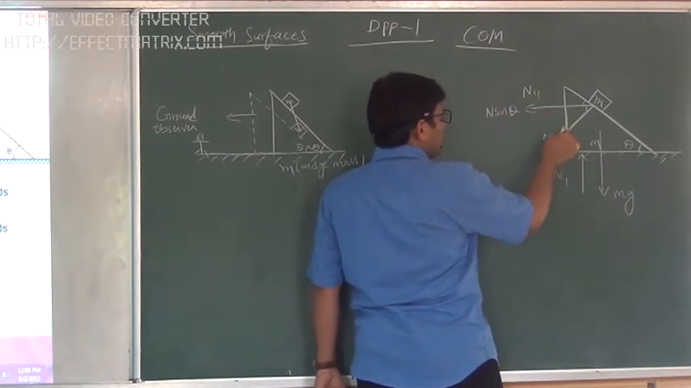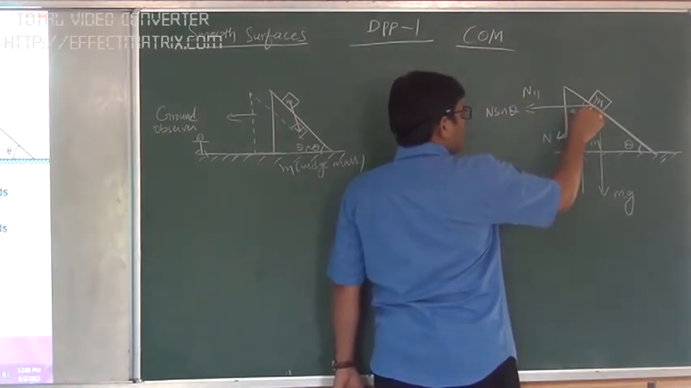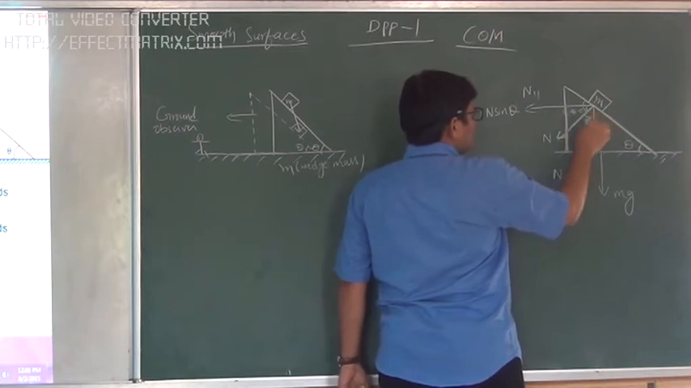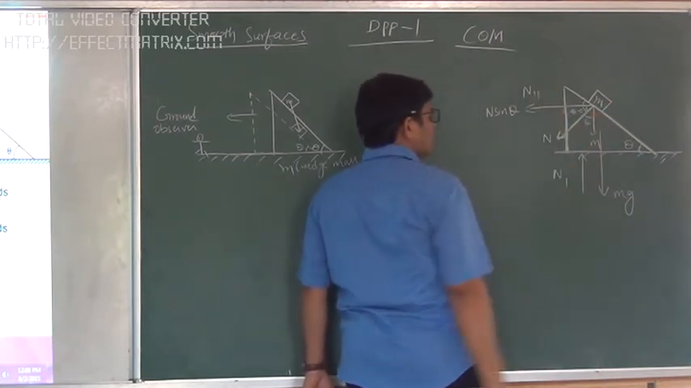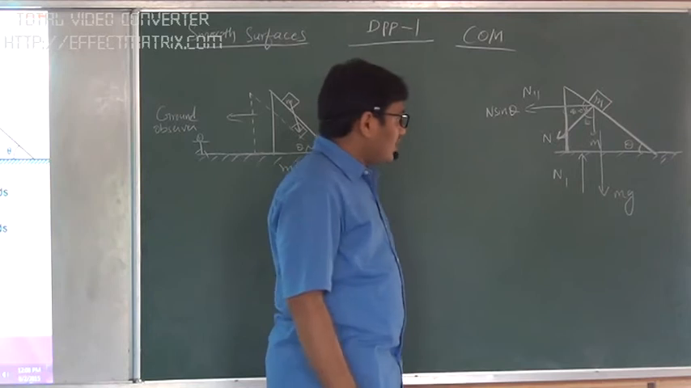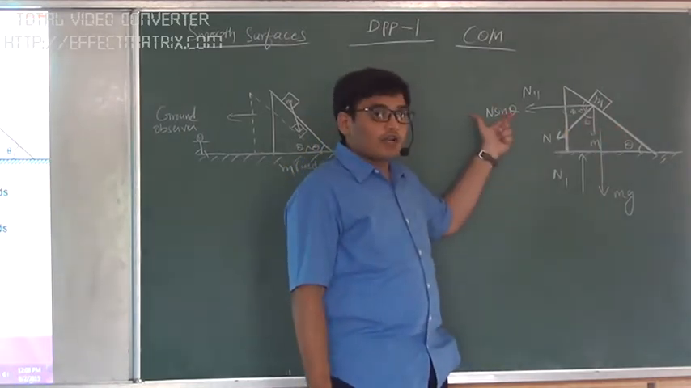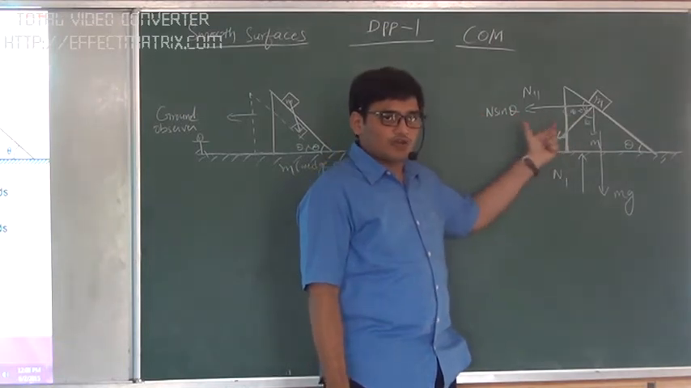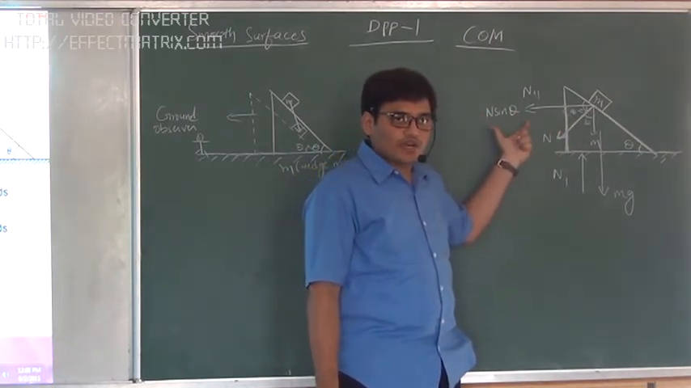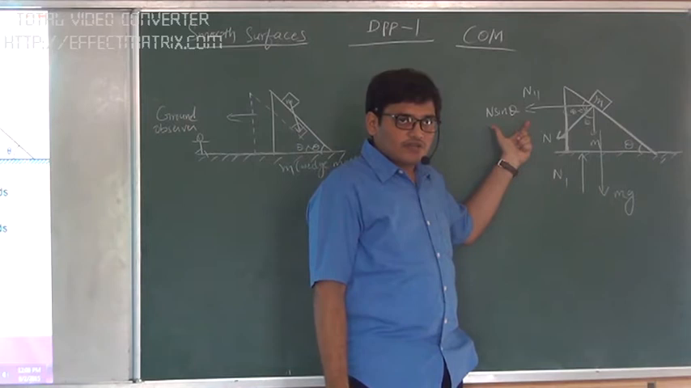N, this is 90 minus theta. This is theta. This is N cos theta, this is N sin theta. So on the wedge, along the horizontal direction, how many forces are acting? Only N sin theta acts on the wedge. Are you able to understand?